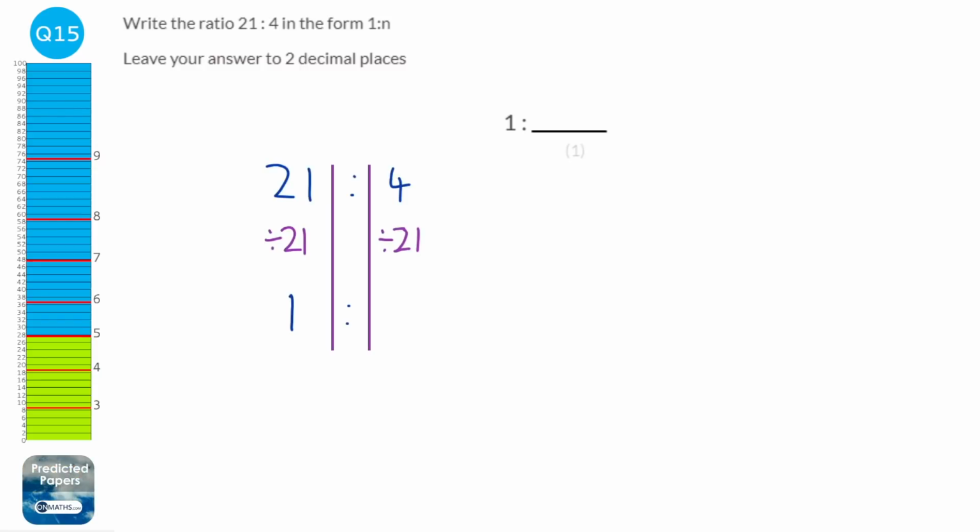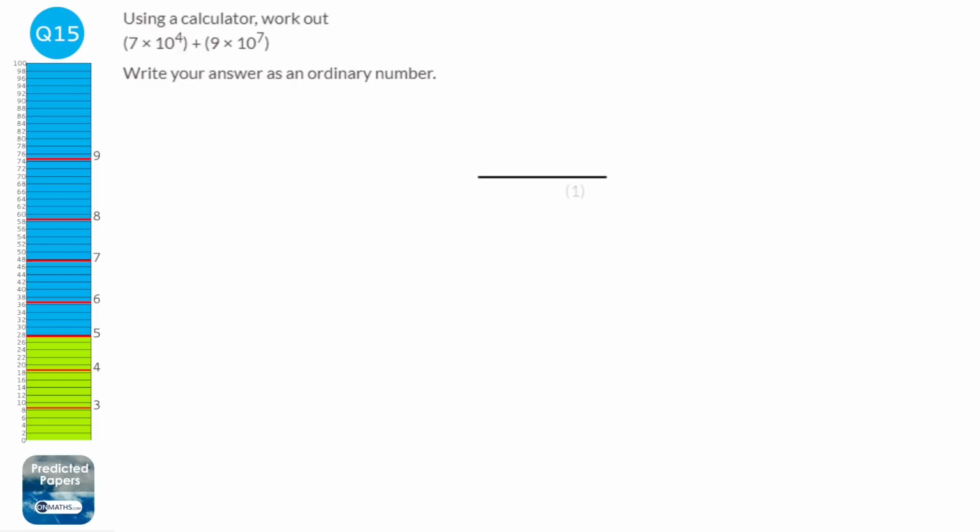4 divided by 21 is 0.190 and so on. It says it wants it to 2 decimal places, so it's going to be 0.19. So 7 times 10 to the power 4 is going to be 70,000. And 9 times 10 to the power of 7 will be 90 million.